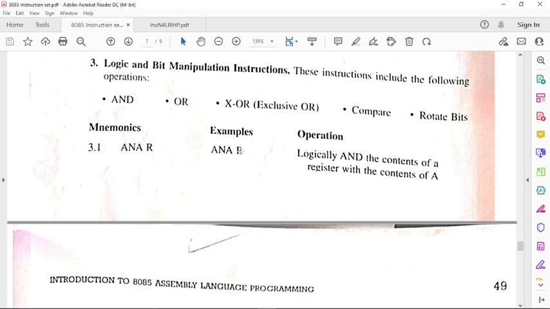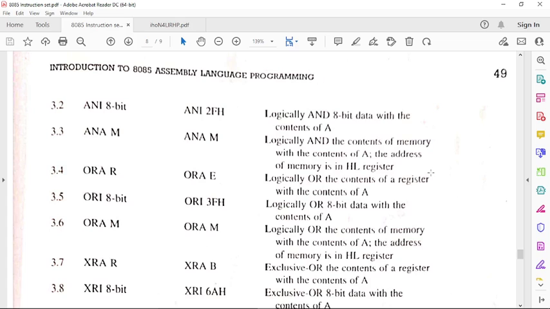So the content which is present in register B is logically ANDed with the content of the accumulator, and the result is stored in the accumulator. ANI 8-bit. AN means AND, I means immediate data, 8-bit data. So here the 8-bit data is 2FH. We have to logically AND the 8-bit data with the content of the accumulator.